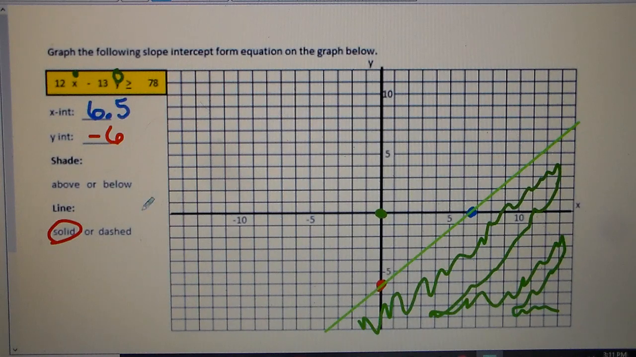So we shaded below. When it says shade, we shaded below this line when we tested that point. So our goal is to always shade the coordinate that's on the true side. We're going to do a couple more.